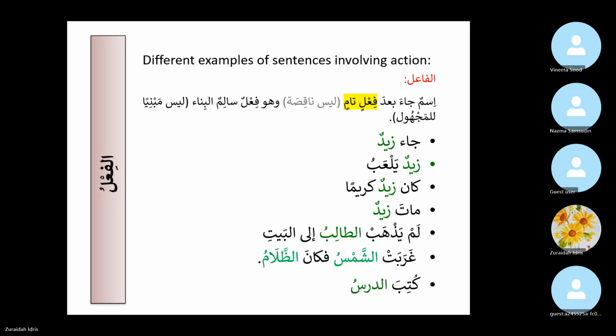Is at-talibu not a fa'il? No, at-talibu is fa'il, even though he didn't do something. Not doing that thing is also an action. So this is still a fa'il. Correct.